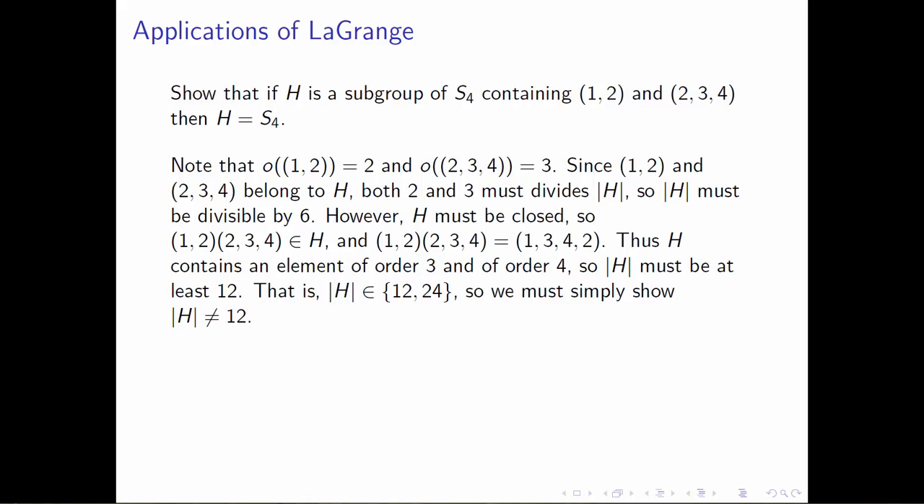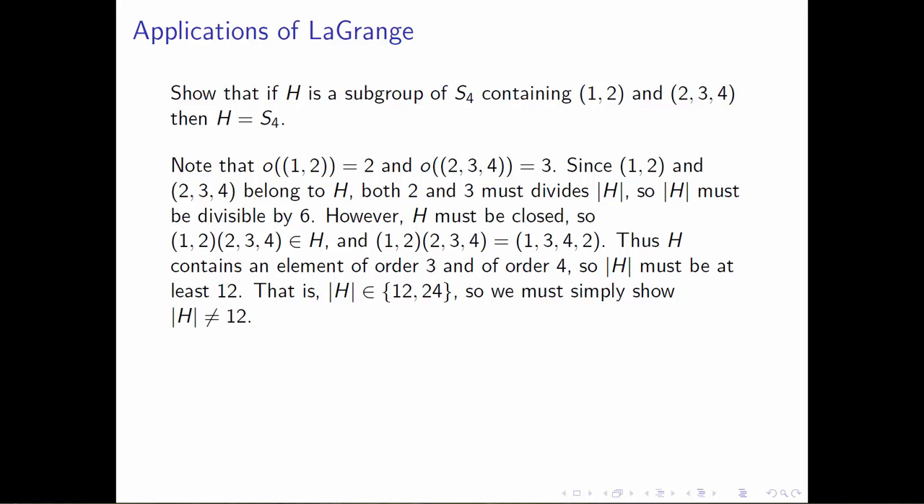So one place where we might start is we might take a look at the order of the permutation (1 2) and the order of the permutation (2 3 4). So (1 2) has order 2, and the permutation (2 3 4) has order 3. And we know that the order of these elements has to divide the order of this subgroup. So since (1 2) and (2 3 4) belong to H by assumption, we know that 2 has to divide the order of H and 3 has to divide the order of H. And we conclude that the order of H is at least divisible by 6. So there are at least 6 things inside the subgroup H.